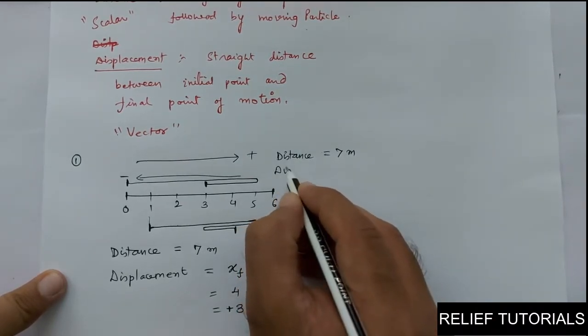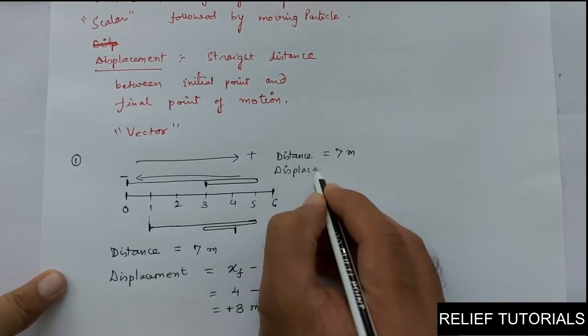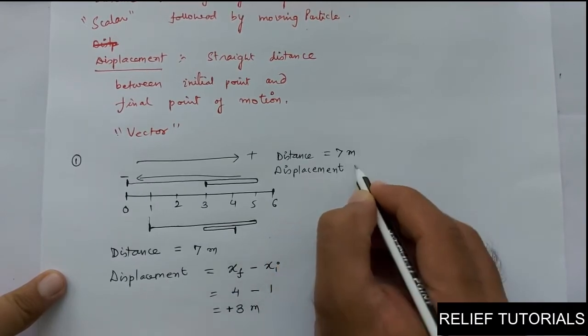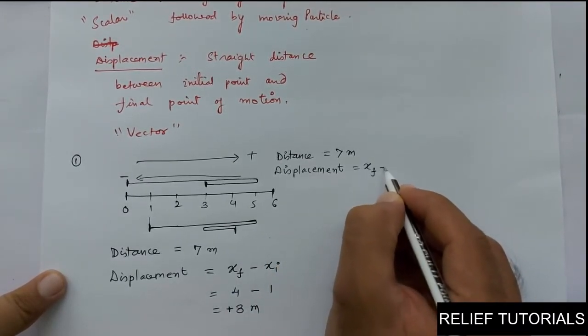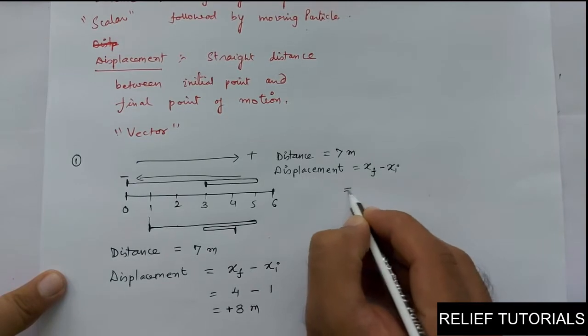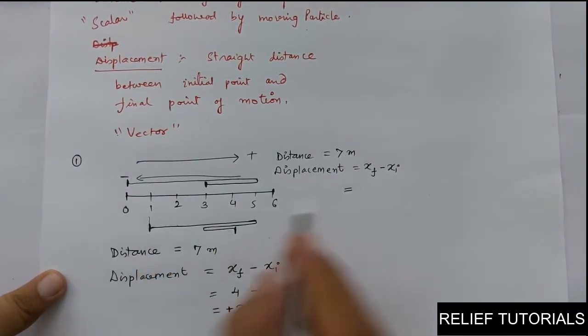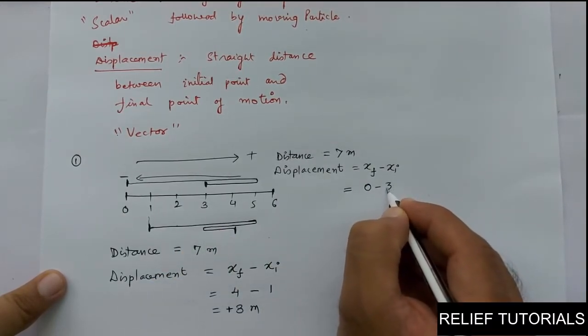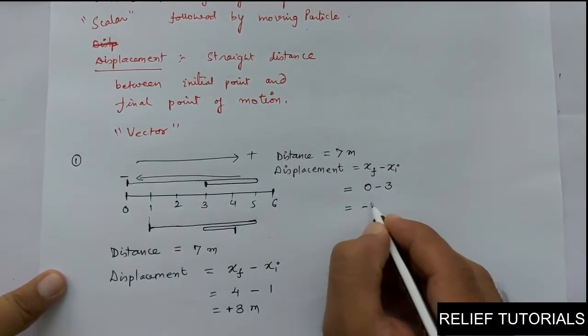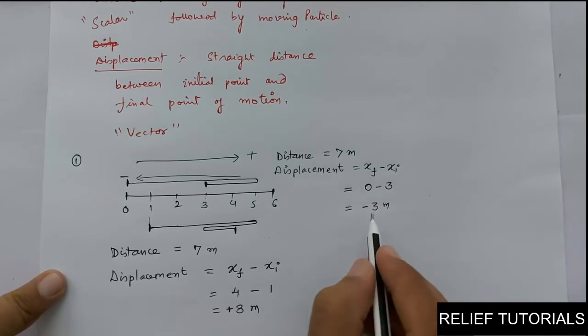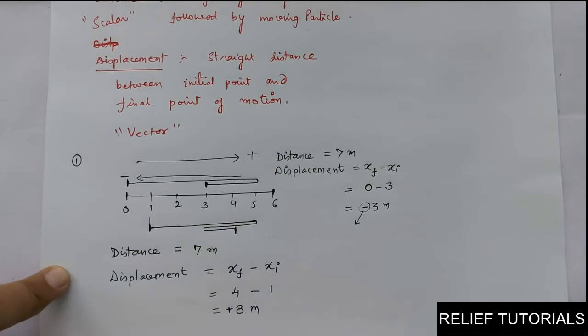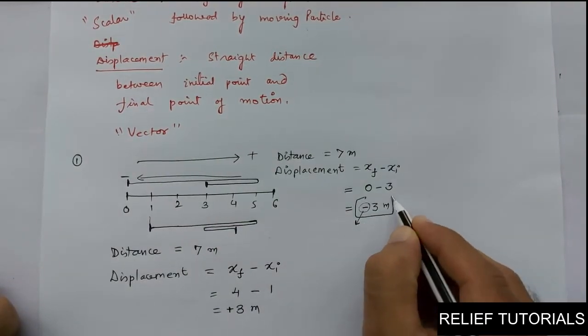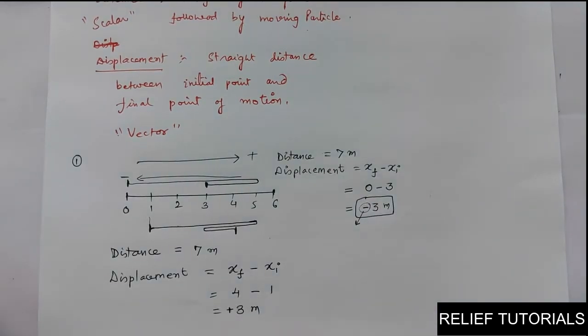And what is displacement? Again, in this number line type of example, we can find displacement by the formula xf minus xi. What is xf? Final position is 0. So xf is 0 minus xi is 3. So 0 minus 3 gives minus 3 meter. This minus sign indicates the direction, that you are moving in the negative direction. So this is the complete answer of displacement in such type of examples.